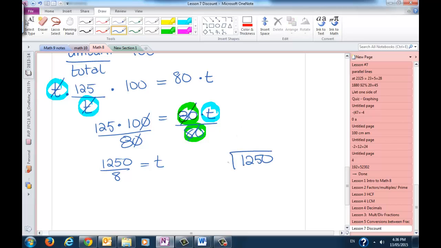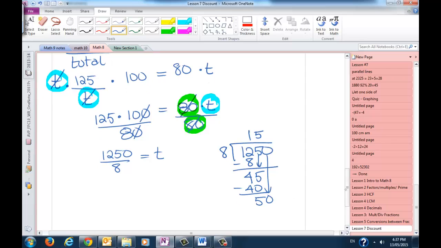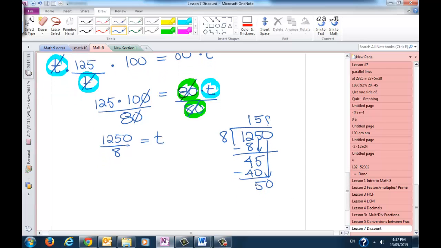1,250 divided by 8. And 8 goes into 12 once. And 12 minus 8 is 4. And I'm going to take my 5 down. And 8 multiplied by 5 is 40. When I subtract that, I get 5. I'm going to bring my 0 down. And 8 goes into 50 6 times. Now, 50 take away 48 is 2.